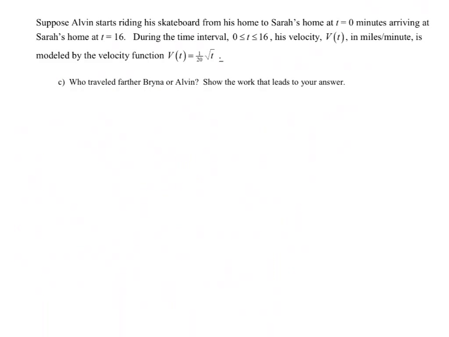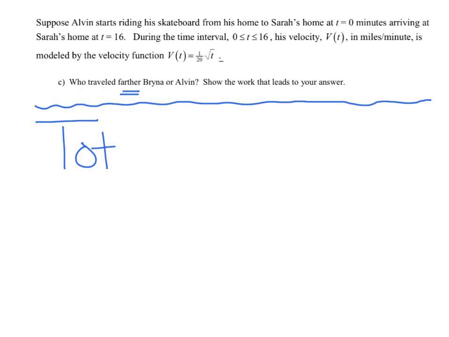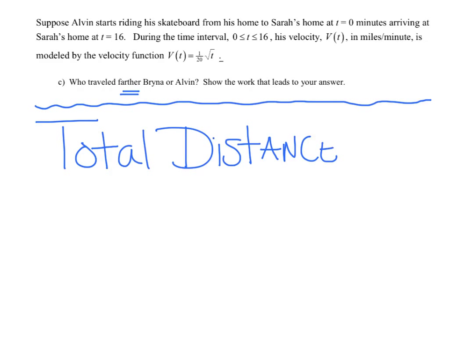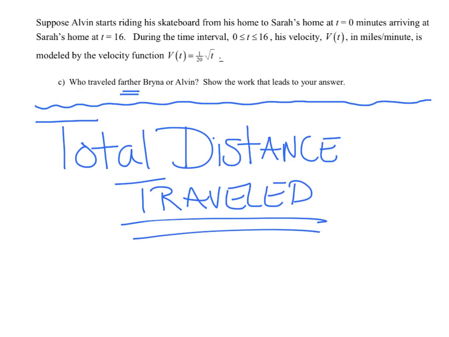Now, here's a new topic that we need to cover tonight. I'm going to pause here for a moment and talk about these words. If I want to know who traveled farther, I want to compare something called their total distance traveled. This is a term we're going to see quite a bit this year. Total distance traveled is the absolute value of velocity. Let's get that in our notebook. Let's star that. Total distance traveled is the absolute value of velocity.